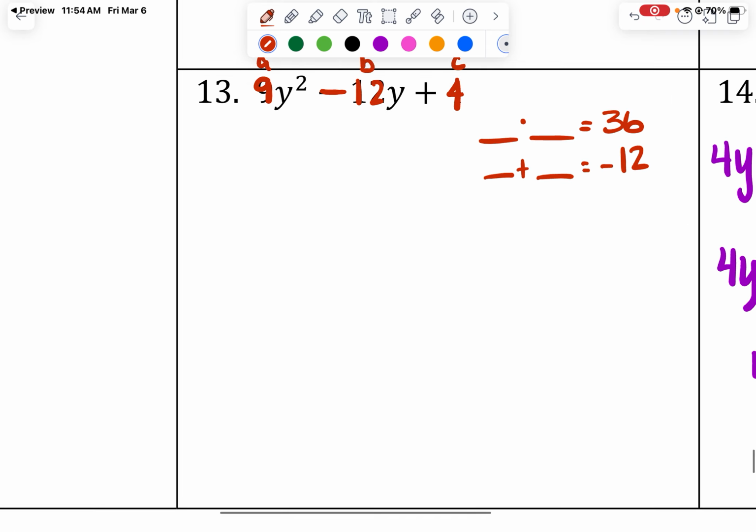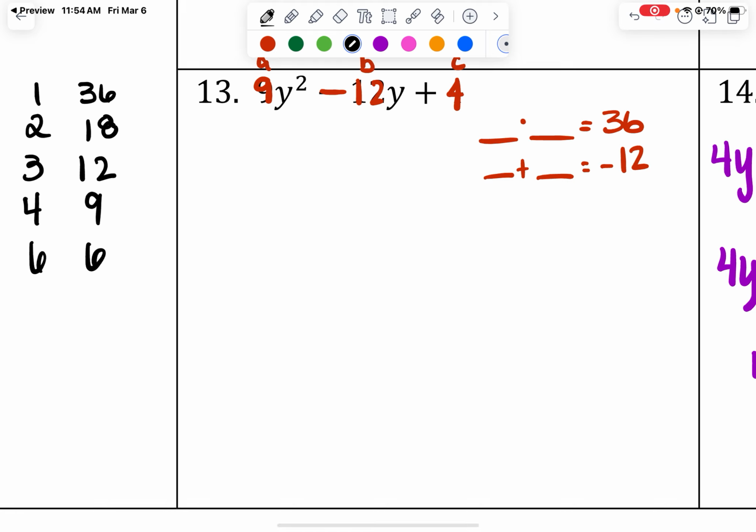So if you were ever unsure of your factors, remember you can just list them out. We have 1 and 36, 2 and... Why did my mind just blank on what that was? 18. My goodness, I knew that. 3 and 12. 4 and 9, 6 and 6. So which combination of those can I use to get to 12? 6 and 6. And since we have to multiply to get a positive but add to get a negative, both of these will be negative 6.